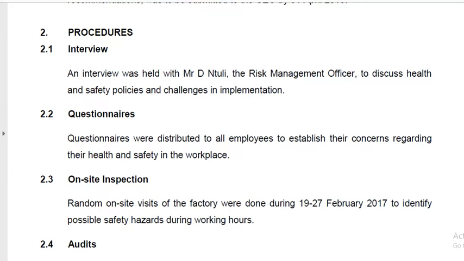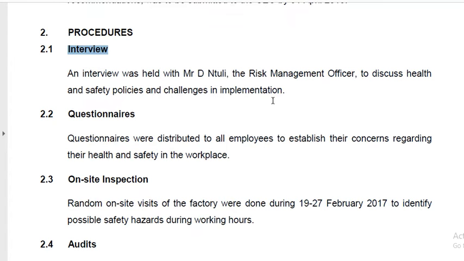And then again, you make sure that you do not simply write what the procedure was. You must also explain how that procedure occurred. How did this occur? The interview was held with Mr. Ntuli to discuss health and safety policies and challenges in implementation. You just make up that kind of thing, you see.